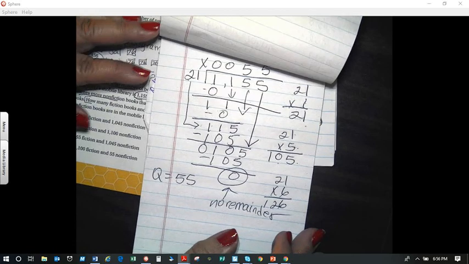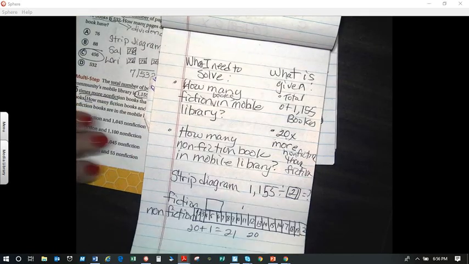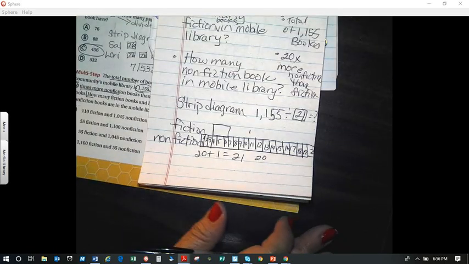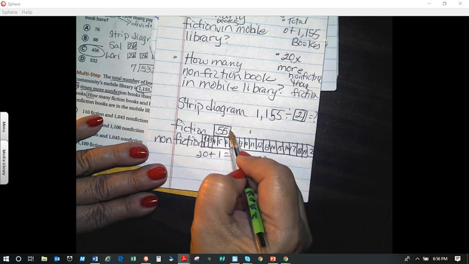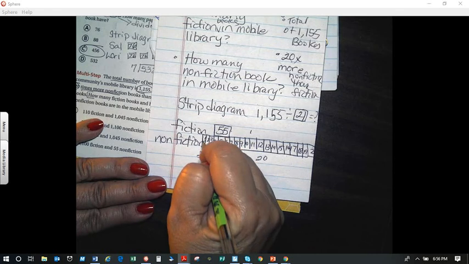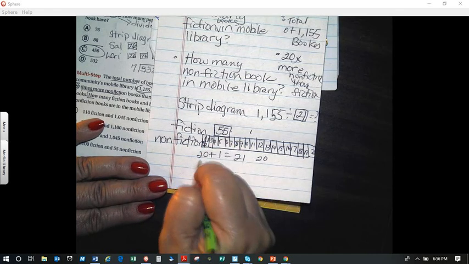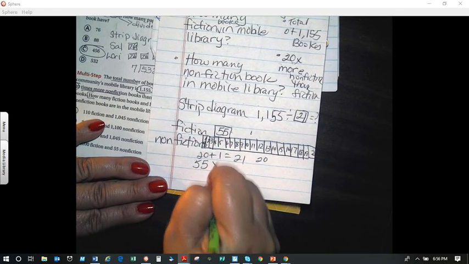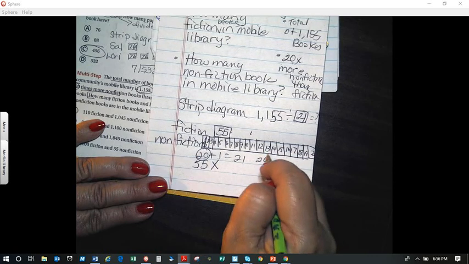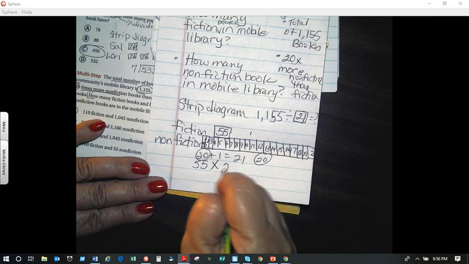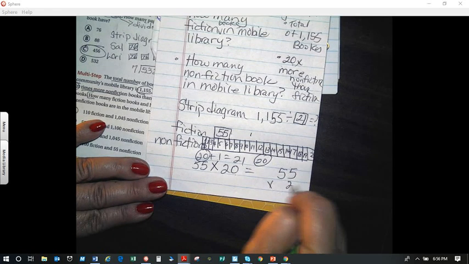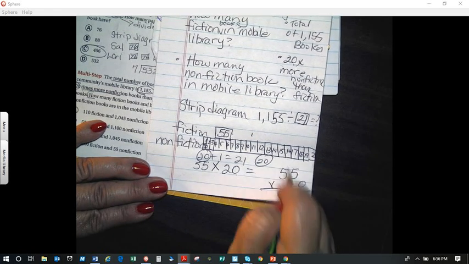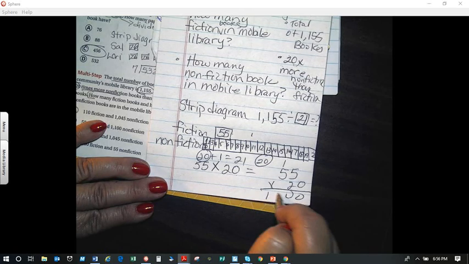So now I'm going to flip back over to my diagram. How many fiction books do I have? That's right, I have 55. And remember, for each square, it's going to represent 55. So all of these will be 55. So I'm going to have 55 times, because I have 20 squares here. 20, and I'm going to multiply that out. 55 times 20. That is 10, 11.